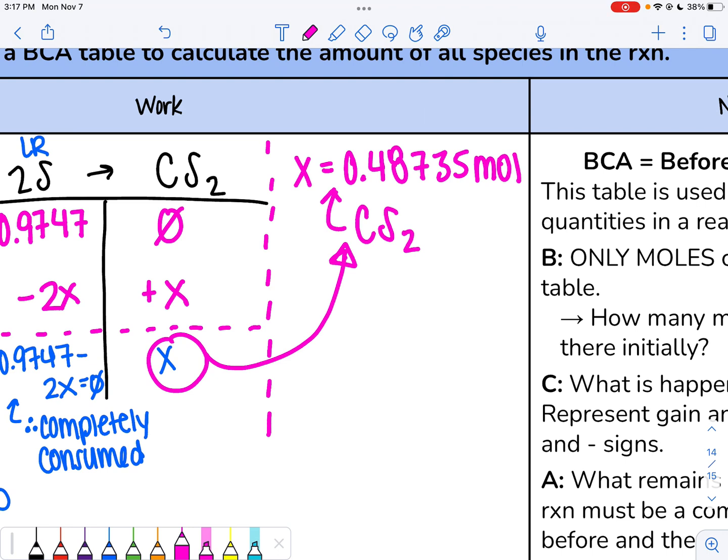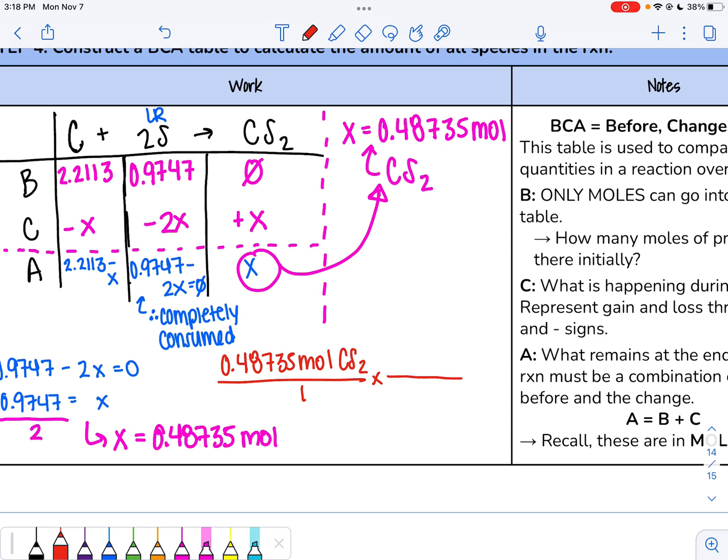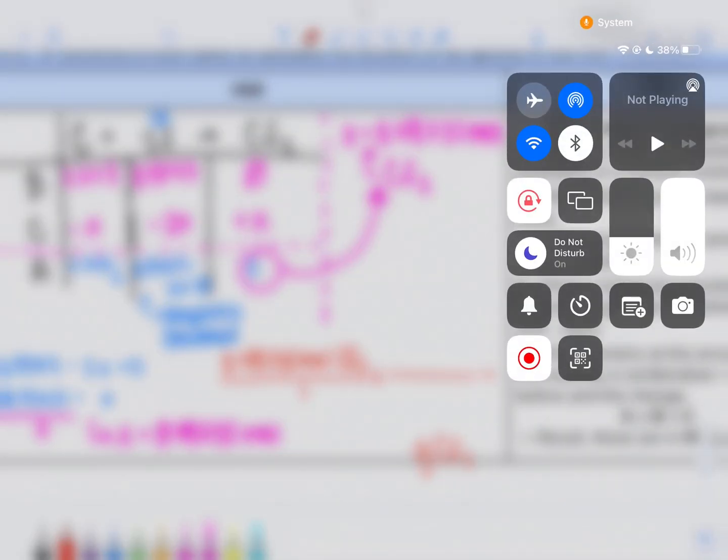But I don't want to end with moles, I want to end with mass. So the very last step to solve this problem is to convert the moles of carbon disulfide to mass of carbon disulfide. So how do we convert between moles and mass? Molar mass. So you're going to take your 0.48375 moles of CS2. You're going to multiply it by the molar mass over 1 mole, and you're going to end up with some amount of carbon disulfide at the end. I will leave you to do that last step on your own. You can check in with the answer key when you're finished, but you should end up with some mass of carbon disulfide.